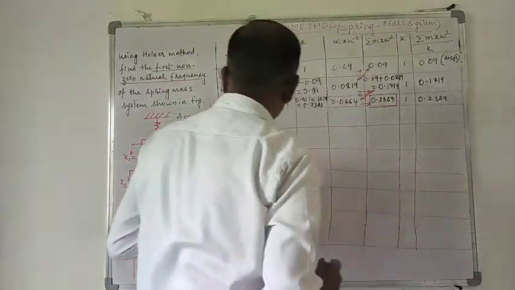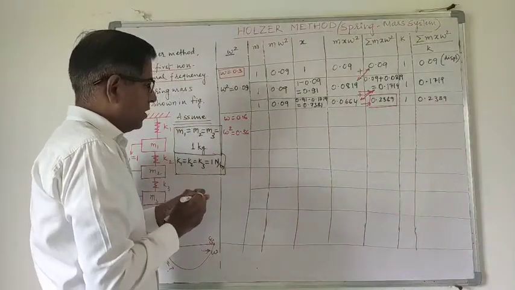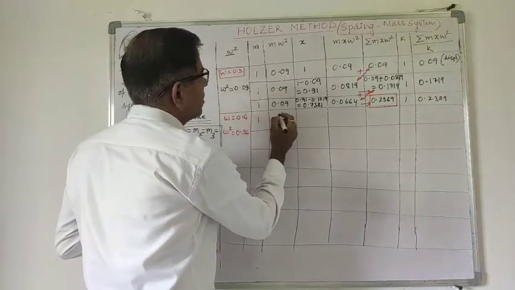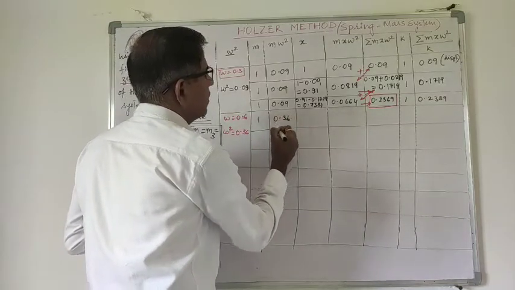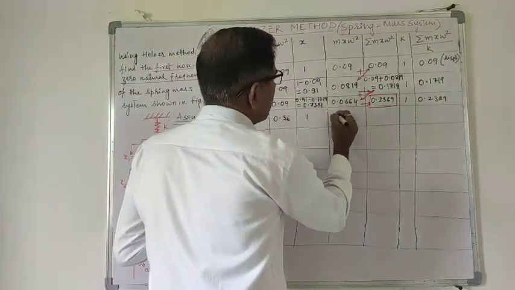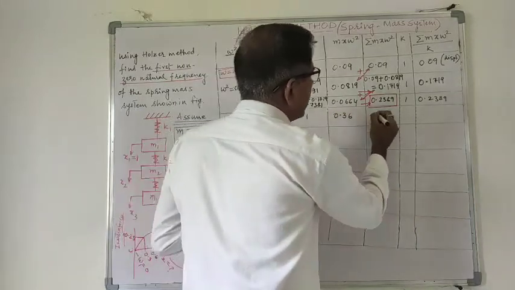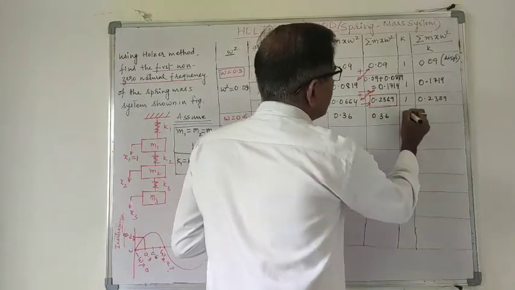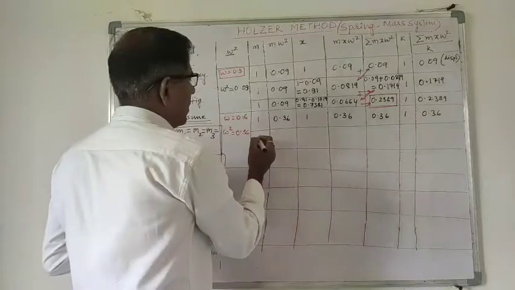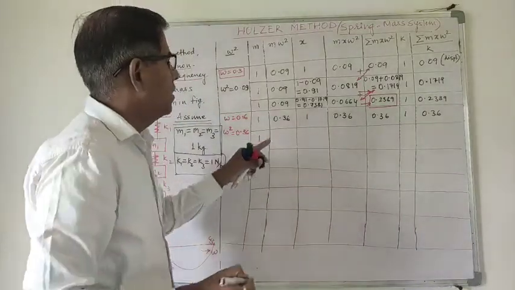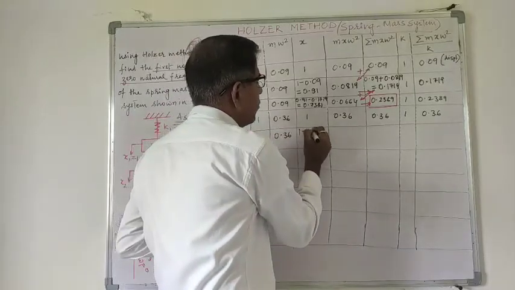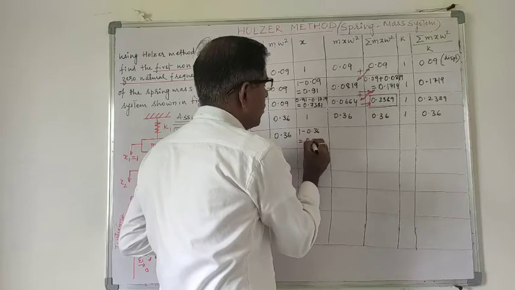So 0.36, right? Now again, the first mass is 1, so 0.36 into 1 is 0.36. Then the initial value of x will always be 1, so this will be 0.36, and the sum is 0.36. This is 1, and this value divided by 1 is 0.36. Now the second mass is also 1, then 1 into 0.36 is 0.36, then 1 minus 0.36 is equal to 0.64.